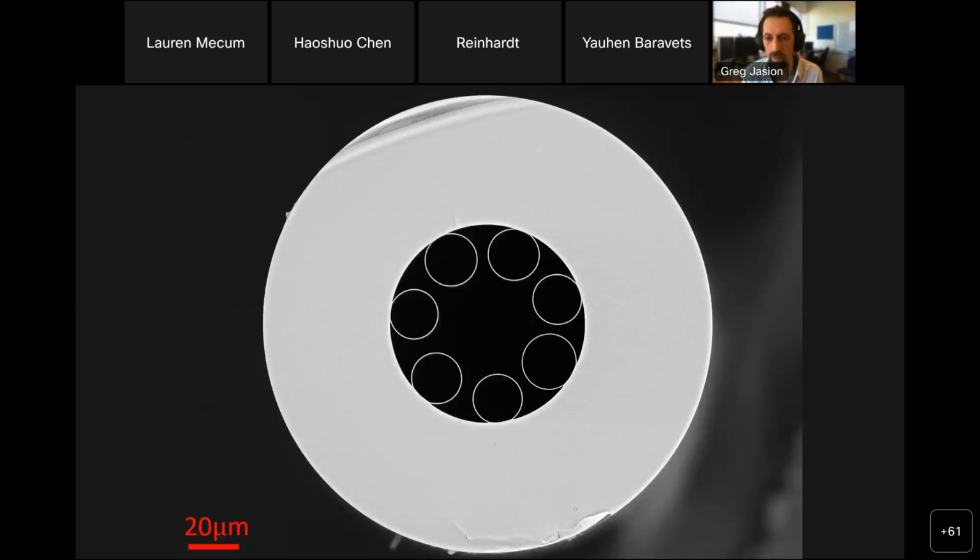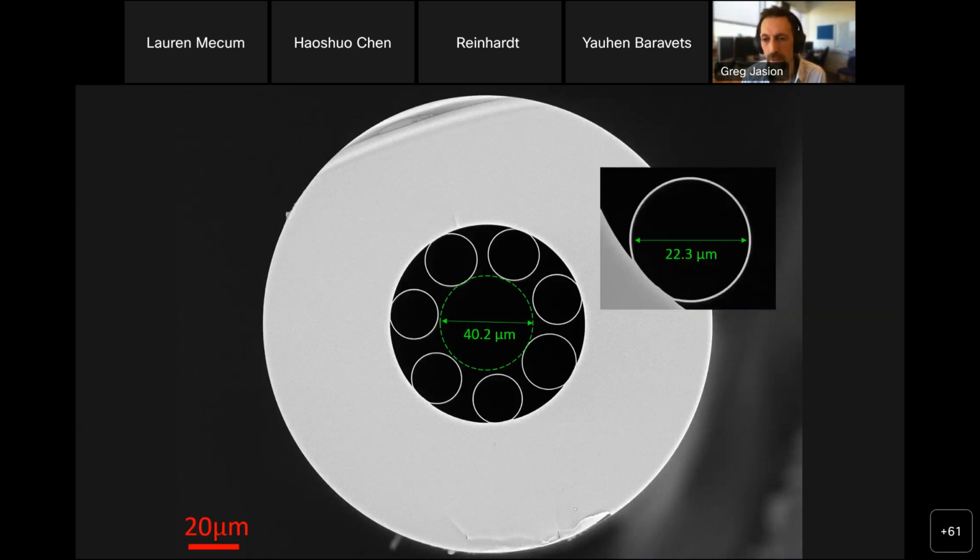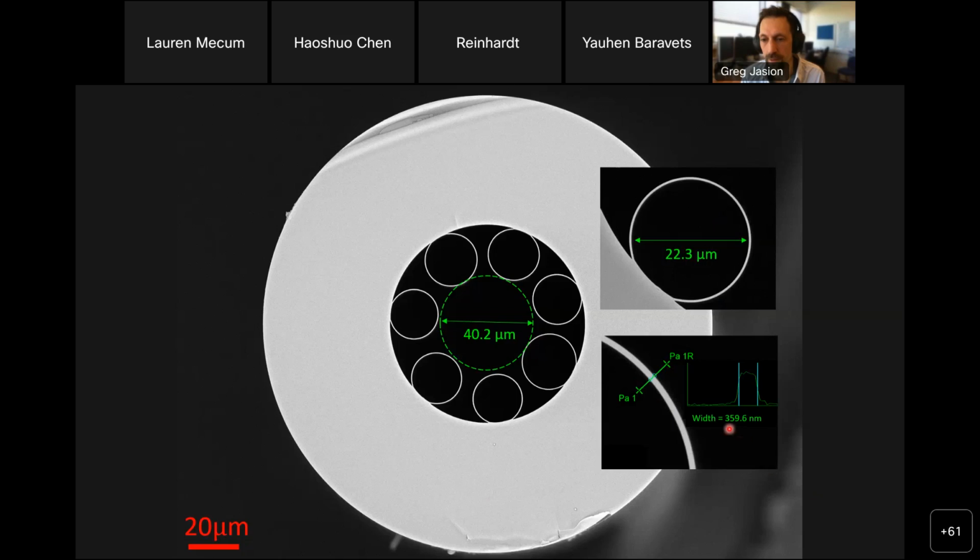So a big step forward from these examples, and a bandwidth much closer to telecoms wavelengths, which means we can run data transmission experiments. So this is that fiber. We have around a 40 micron core, 7 capillary tubes, each around 20 microns across, and notably the thickness here. This thickness drives the position of the low loss window. So at 360 nanometers, we can expect that resonance to be around 800 nanometers and the fundamental transmission window to be from around 1,000 nanometers up to maybe 1,800 nanometers.